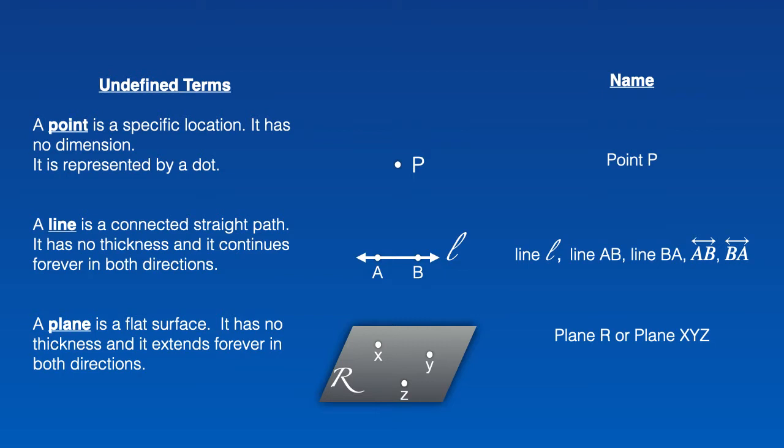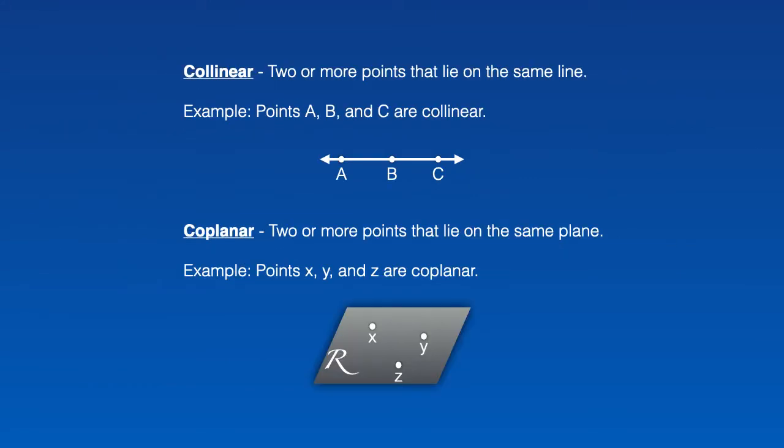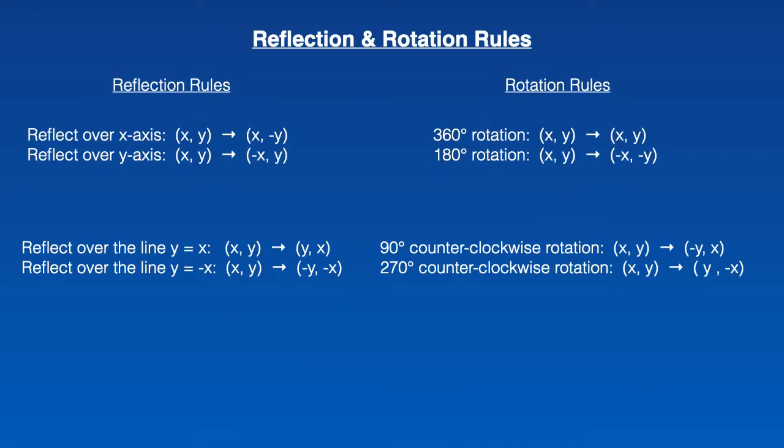Review those. There's also these defined terms, which are a line segment and a ray. Make sure to also review what collinear and coplanar are. And then on this slide we have the reflection and rotation rules. Now I'm going to give you the rules for the exam, but I would look at these ahead of time and make sure that you understand them really well because there's many questions on the exam where you need to use them or where you're asked about them.